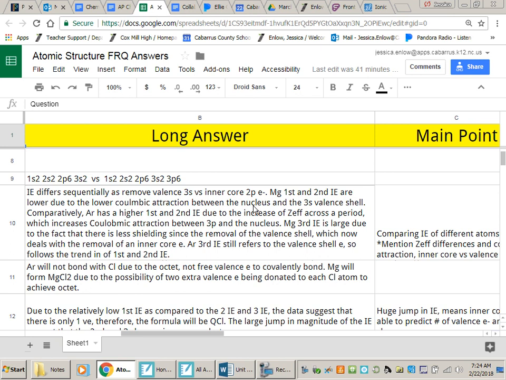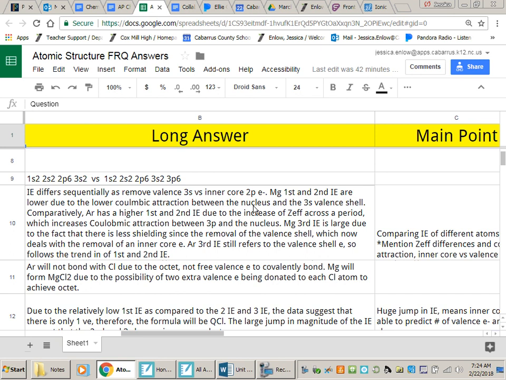All right, and then, so let me tell you the key parts here. My computer shut down when I was editing this, but that's okay. Anyway, first and second ionization energy are lower due to the lower Coulombic attraction between the nucleus and the 3s valence shell, and that's just because you have fewer protons, lower effective nuclear charge. Comparatively, argon has a higher first and second IE due to the increased ZEF, which increases Coulombic attraction between 3p and the nucleus. And then, like you said, second energy level for the 3s orbital.